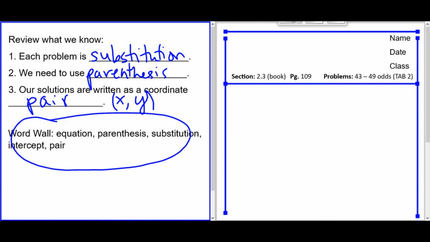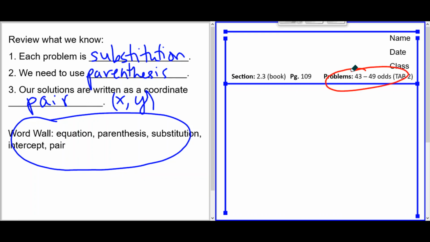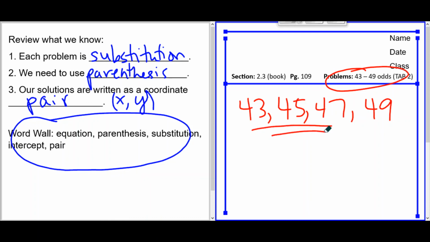All right, so your homework, it's section 2.3 from a book. I posted this PDF of this page on the Google Classroom. The problems are 43 to 49 odds. So that's 43, 45, 47, 49. Those 4 problems, they're all evaluating. And if you need help with those, just send me a message through Google Classroom, through Remind, or email me. Any one of those methods would be perfect. So go ahead and try those. Good luck.